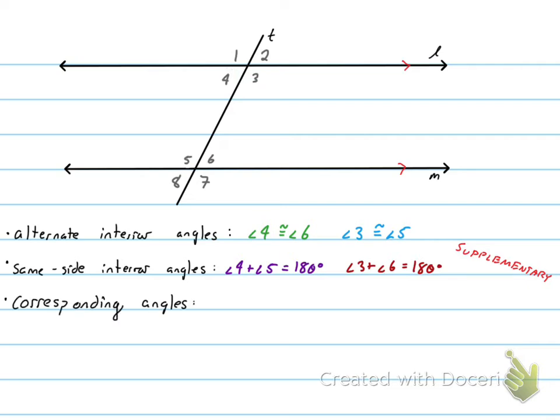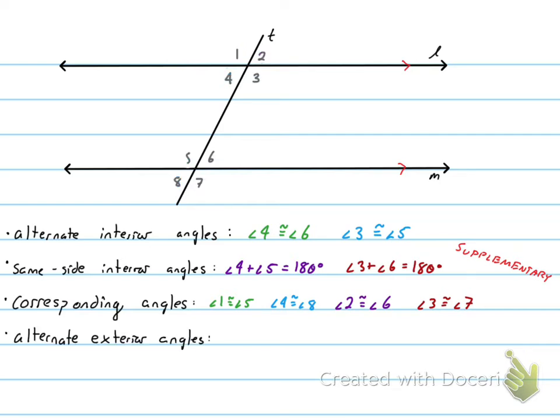Next, let's look at corresponding angles. I like to think of these as angles that are stacked on top of each other. So one's on the interior, one's on the exterior, they're on the same side of the transversal. These angles are going to be congruent as well. Examples of these would be angle 1 and angle 5, angle 4 being congruent to angle 8, angle 2 being congruent to angle 6, and finally angle 3 being congruent to angle 7.